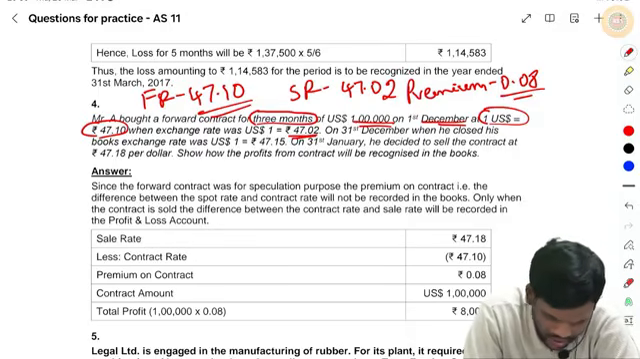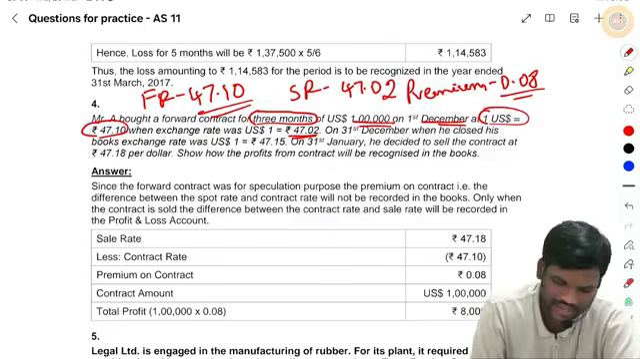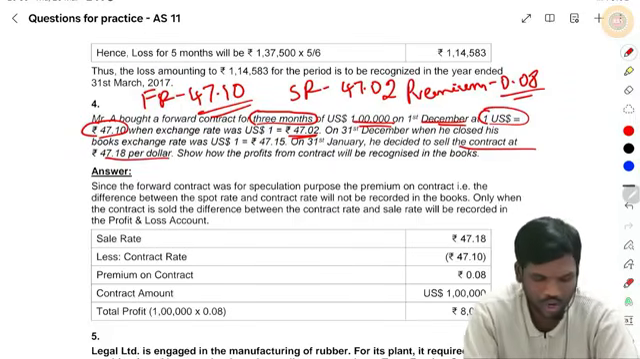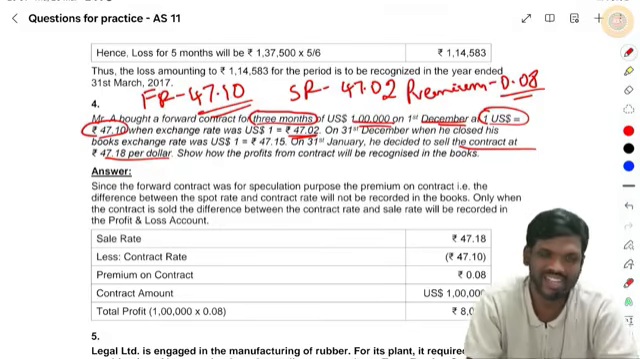On 31st December, when he closed his books, the exchange rate was $1 equal to 47.15. That is the year end. On 31st January he decided to sell the contract at 47.18 per dollar. Show how the profits from the contract will be recognized in the books.